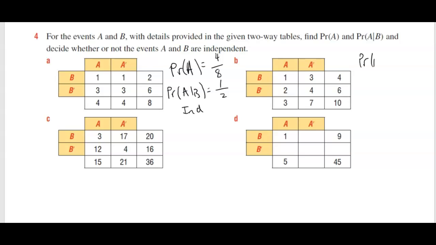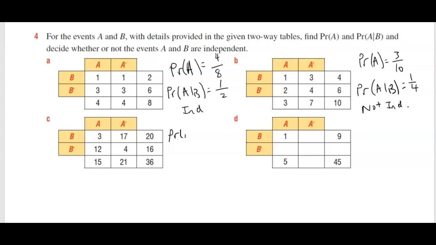For B, we've got the probability of A is, where are we? 3 over 10. Probability of A given B, so we want the intersection, which is 1, over the probability of B, which is 4, so they're not independent. So guys, if you're wondering how I'm doing A given B, you need to go back to the conditional probability formula. The conditional probability formula is just the intersection of A and B over the probability of B. So I'm just doing that, but I'm not writing the formula down.